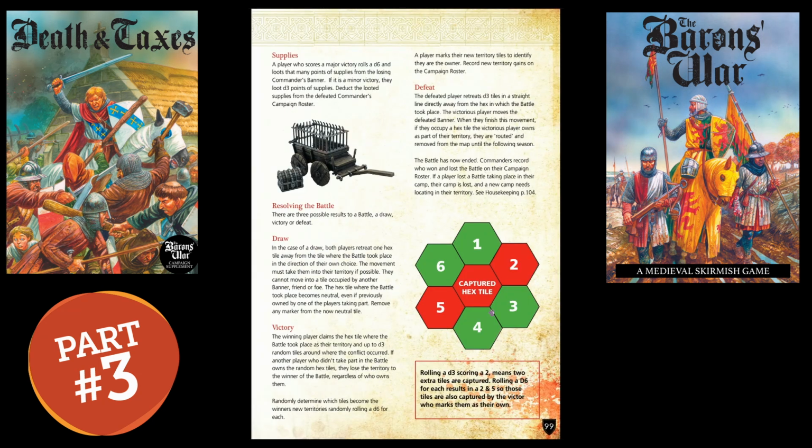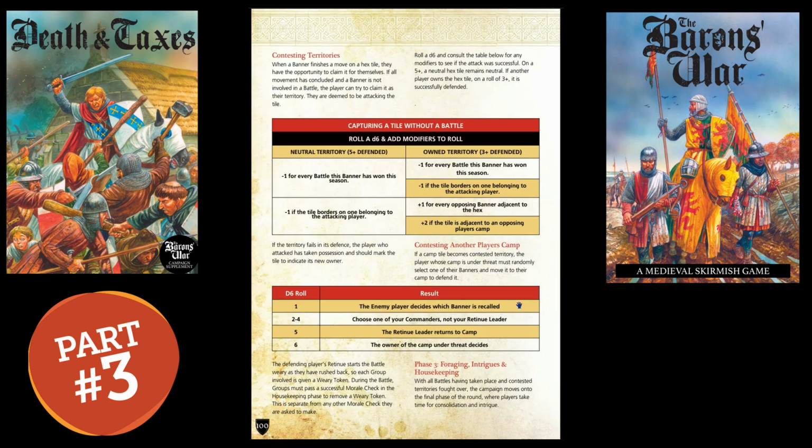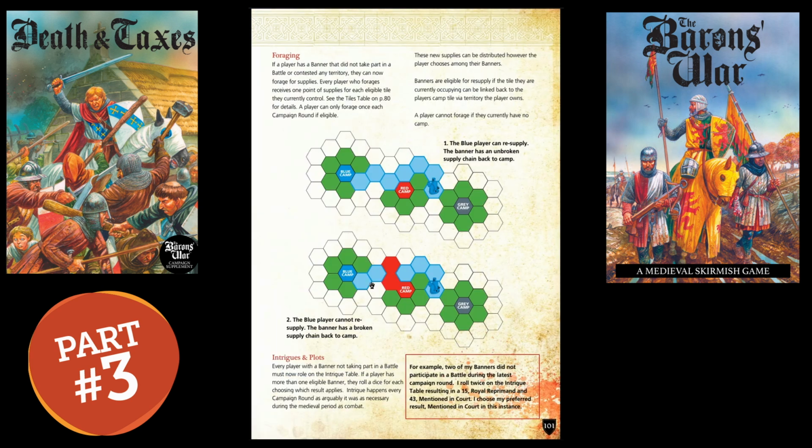Here are supplies, how you defeat, how you capture hex tiles, capturing a tile without a battle, and here is contesting another player's camp. This is a really, really detailed but very simple in mechanics campaign. Here is an example. How is you foraging? You have to have an uninterrupted line from your camp in order to get supplies. Something that I was actually doing in my campaign without knowing this.